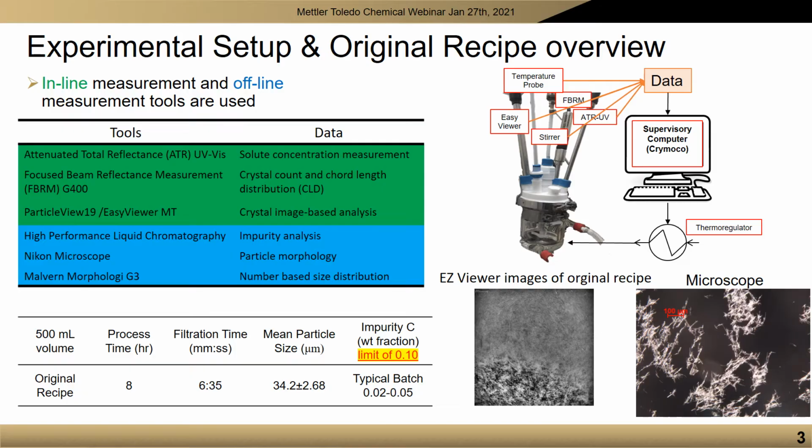The inline and offline imaging shows very fine needle particles generated with a mean size of about 34 microns. A simple Buchner funnel filtration took about 6.5 minutes to filter.